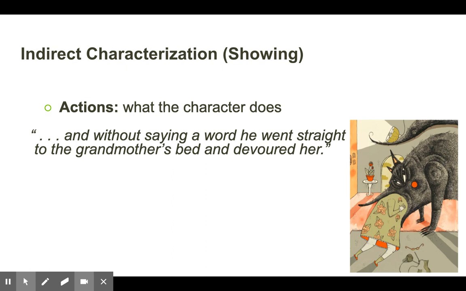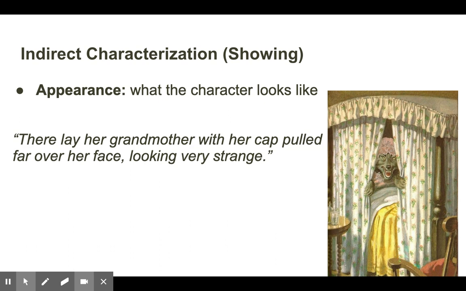An example of this would be with the wolf: "Without saying a word, he went straight to the grandmother's bed and devoured her." From that action, we can tell that this wolf is possibly not the good guy. He's violent in some way. There are some other things we can possibly tell about him just from this description of his actions.